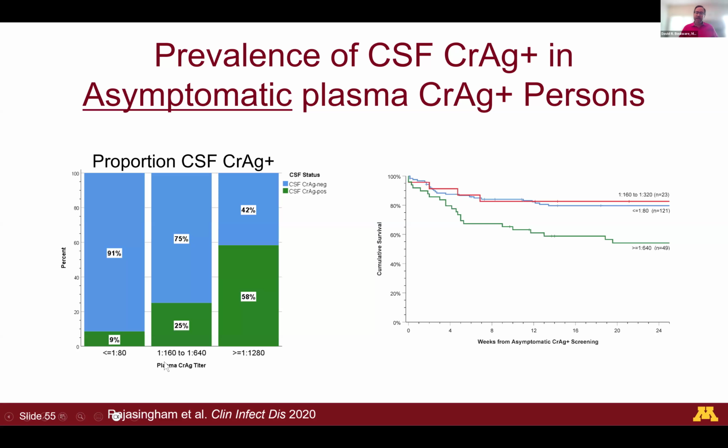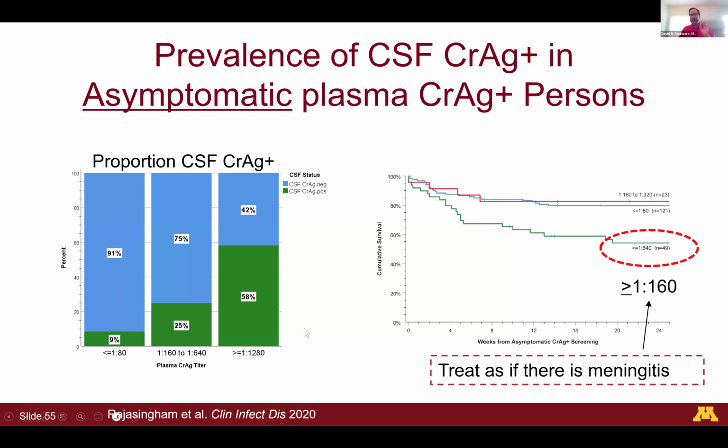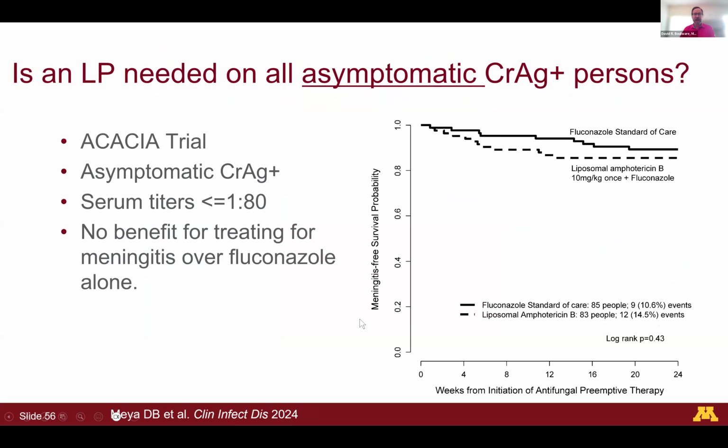In the sort of 160 to 640 range, you can see most people are still negative, but there's a proportion who are positive. And as you get higher, basically the majority of people will be CrAg positive in CSF, even without symptoms. And so basically, if they've got a high titer, really more than 640 or really more than 160, kind of think about treating them for meningitis.